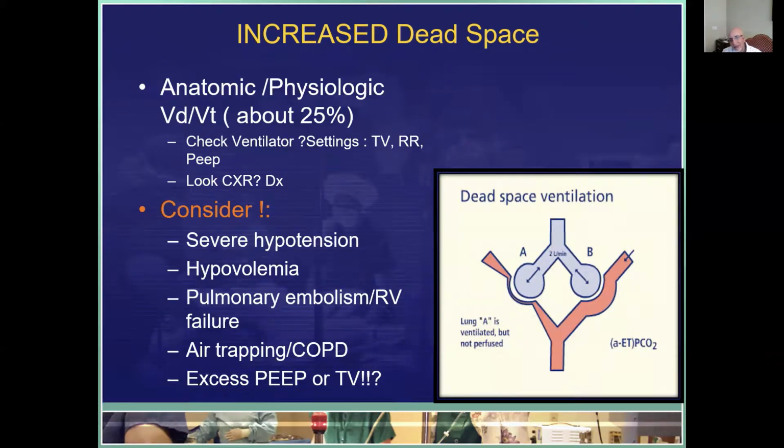So increased dead space is often ignored in the ICU. This is a common situation, especially in patients with shock, hypovolemia, pulmonary embolism, right ventricular failure, especially COPD or asthma patients, or when patients are receiving excessive tidal volume or PEEP and the patient's pulmonary perfusion is occluded.